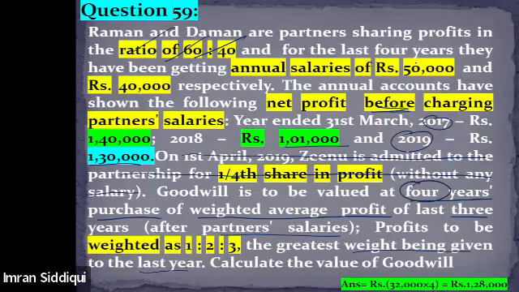Salary of both the partners will be 50,000 for Raman and 40,000 for Daman. So the salary will be 90,000 collectively. So you need to subtract 90,000 from each year's profit. That means 1,40,000 minus 90,000, 1,01,000 minus 90,000, 1,30,000 minus 90,000. And then you will find out the normal profit. And such normal profit will be multiplied with the weights to find out the weighted profit. And totaling the weighted profit, dividing it by the weights, we will be done with the calculation of the weighted average profit. Then you will simply multiply it with 4 years to get the value of the goodwill. I hope it is clear.